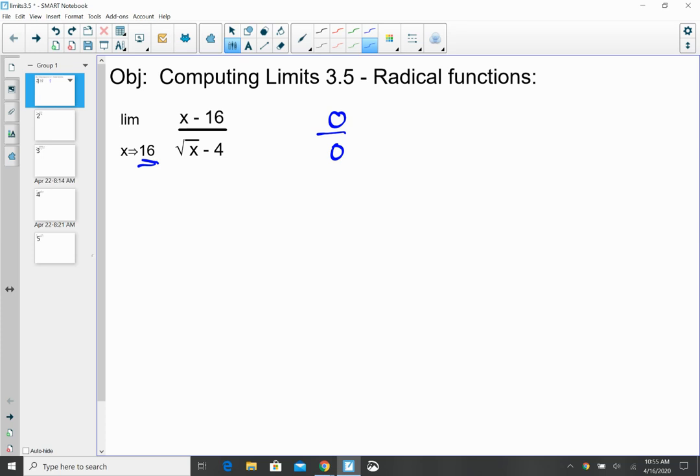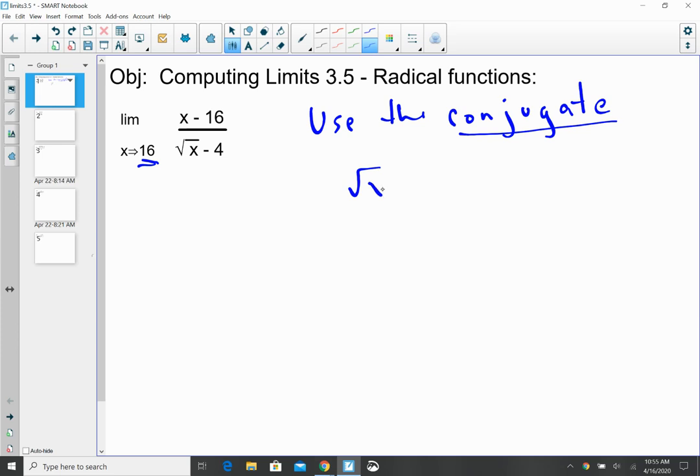Now, if you remember the conjugate, it's going to be the same thing in terms of the radical, but a different sign in between them. So we're going to use the conjugate. Now, this should go back to Algebra 2 about your knowledge of that sort of thing. So in this particular case, the conjugate is going to be the square root of x plus 4. It's the same terms as where the root is, but a different sign in between them.